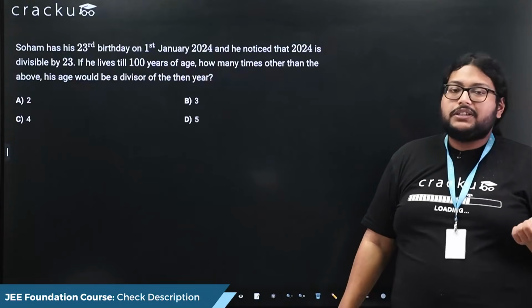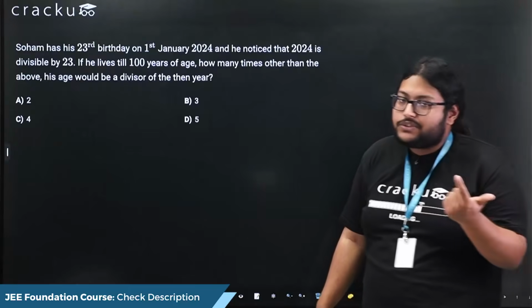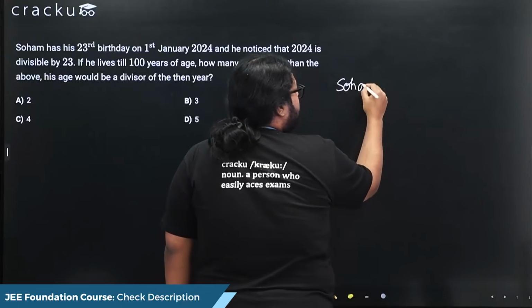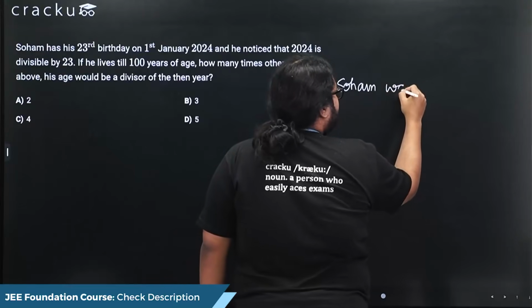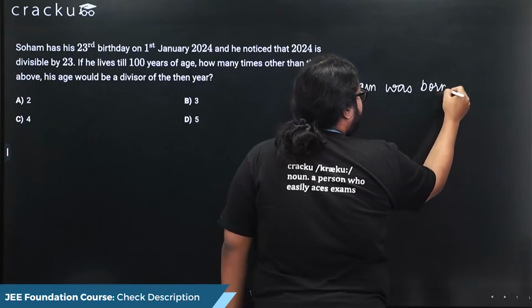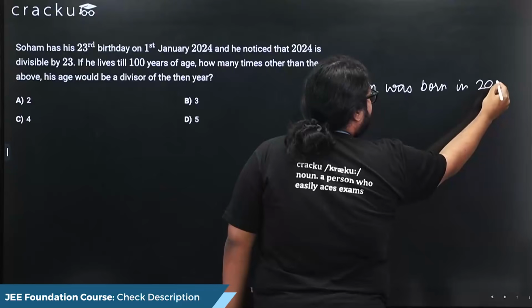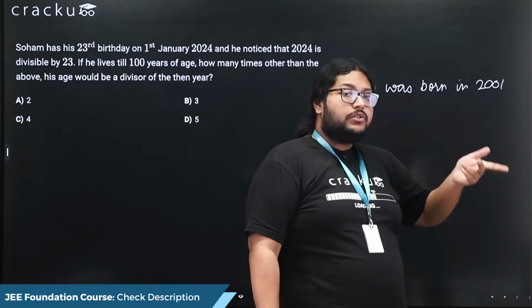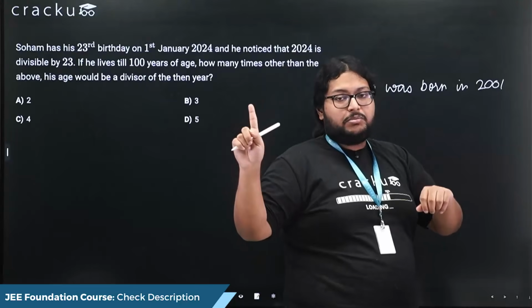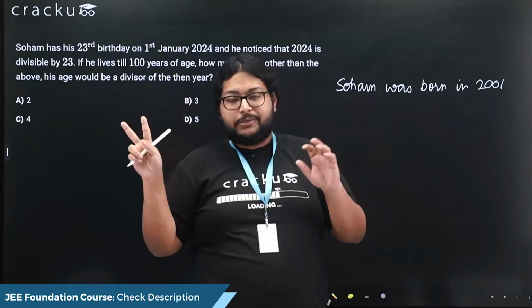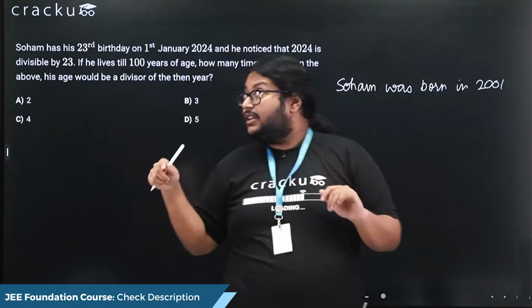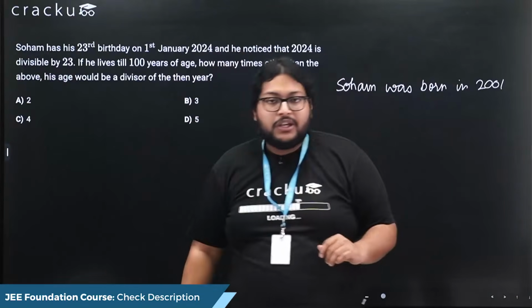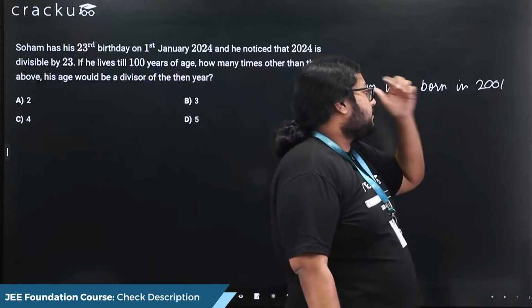So when was Soham born? Soham was clearly born in 2001, because if he was born in 2001, then in 2002 his age would be 1, in 2003 his age would be 2, in 2004 his age would be 3. The pattern is, in 2024 his age is 23. So we can say Soham was born in 2001.